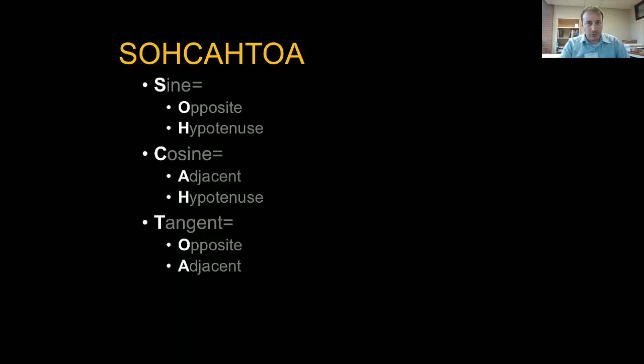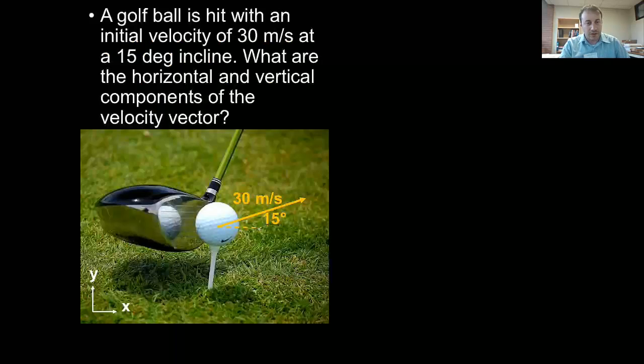And an acronym to remember these relationships, which will be useful when applying these trigonometry functions in class or on an exam, is SOHCAHTOA, where you take the first letter of all of these words. Sine is equal to opposite over hypotenuse, cosine is equal to adjacent over hypotenuse, and tangent is equal to opposite over adjacent. So let's try and apply SOHCAHTOA to an actual biomechanical problem.